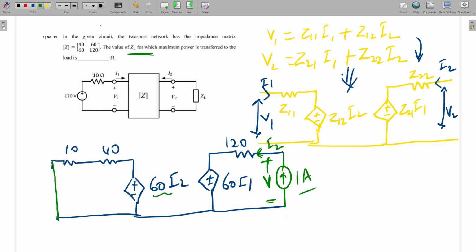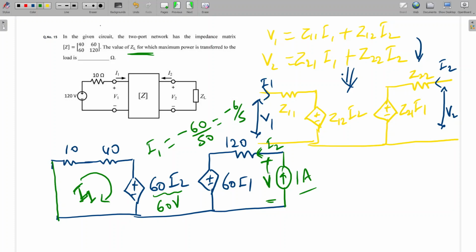So this will be 60 volt, and this is I1. Can anyone tell me the value of I1? I1 is equal to minus 60 by 50 amp, so it will be minus 1.2 amps. Like I'm writing here, minus 6 by 5.